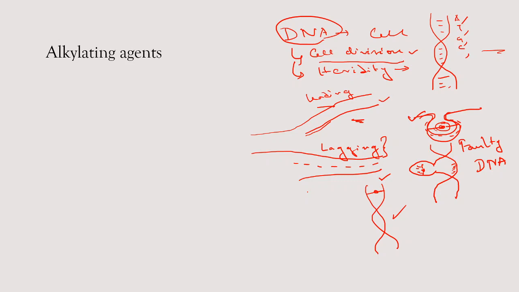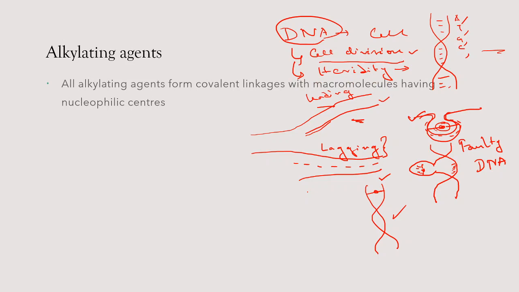So, let us quickly learn a few things about alkylating agents. The first thing is that alkylating agents have the ability to form covalent linkage with most of the macromolecules which have nucleophilic centers. Now, this term nucleophilic center is quite interesting here. Nucleophilic center means that portion will be nucleus loving, that is positive charge loving, and will itself be negatively charged. We can say that it is an electron dense region.